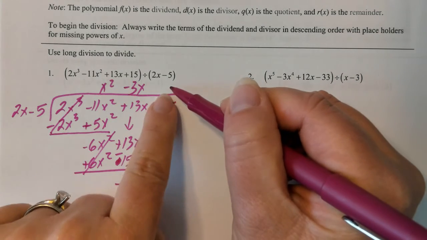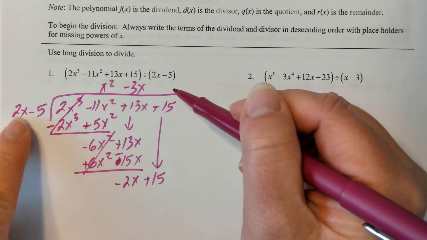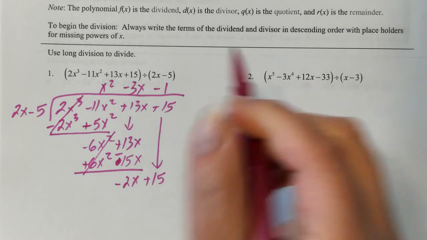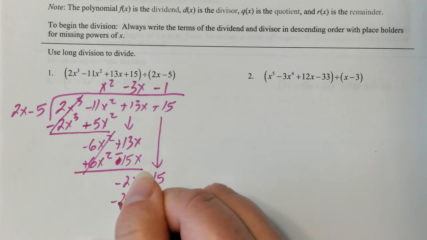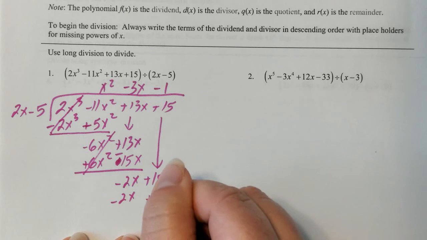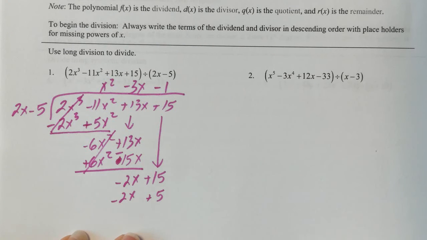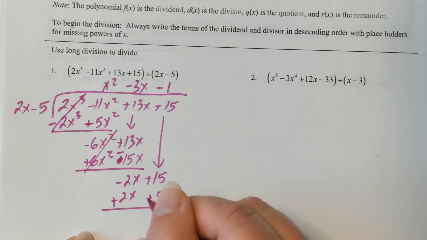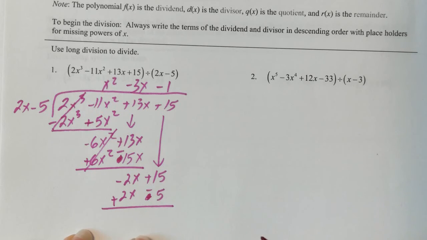So what number can I put up here that when I multiply by 2x, I get negative 2x? That's going to be a negative 1. Negative 1 times 2x is negative 2x. Negative 1 times negative 5 is positive 5. I've multiplied. Now I need to subtract. Subtracting will change their signs. That one's a positive now, and that one's a negative.